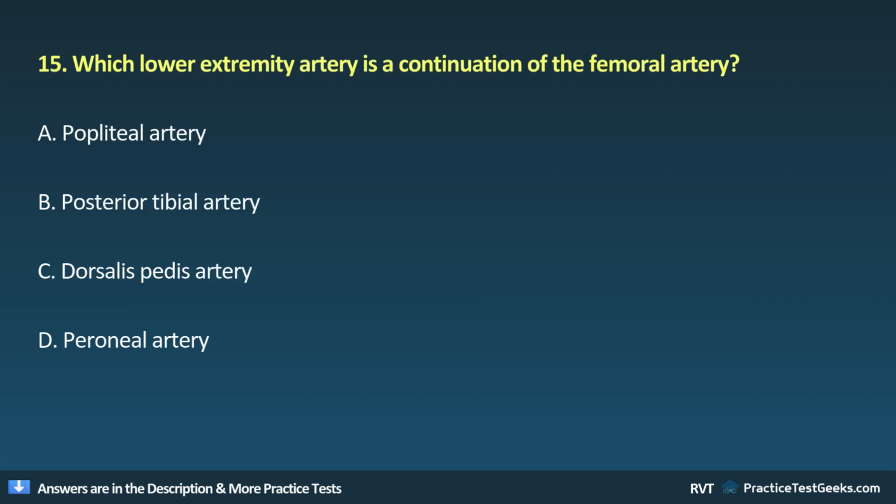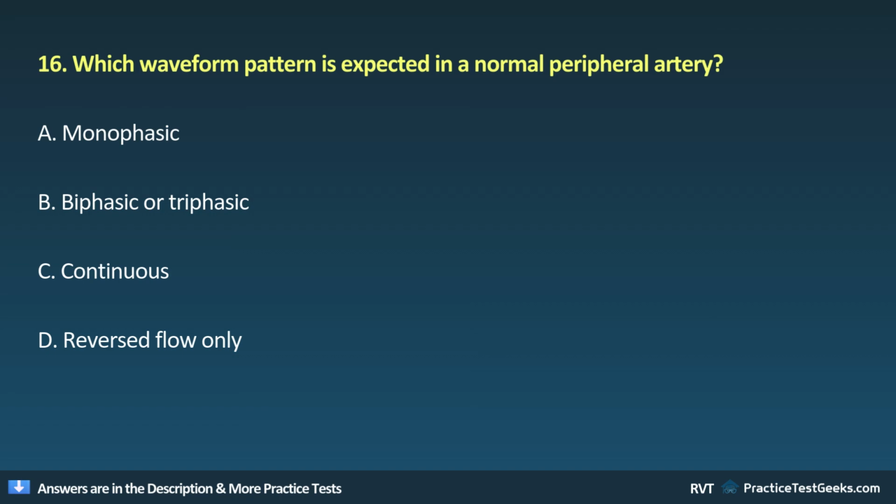15. Which lower extremity artery is a continuation of the femoral artery? A. Popliteal artery. B. Posterior tibial artery. C. Dorsalis pedis artery. D. Peroneal artery.